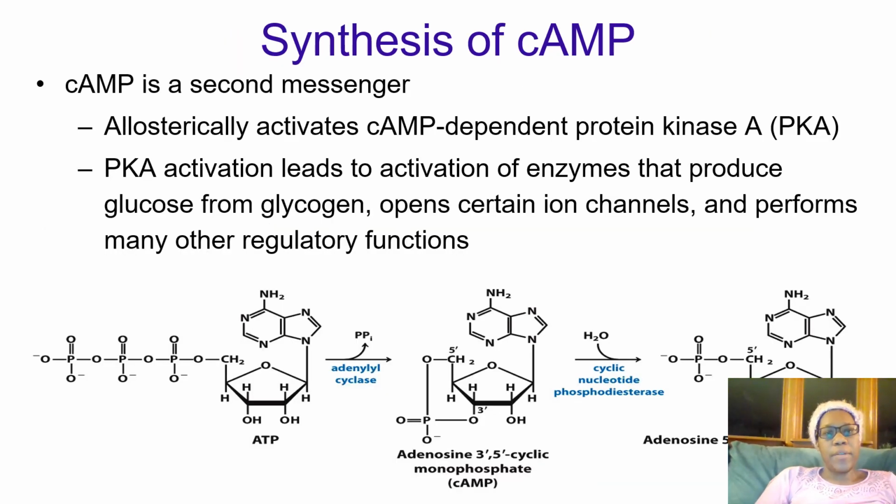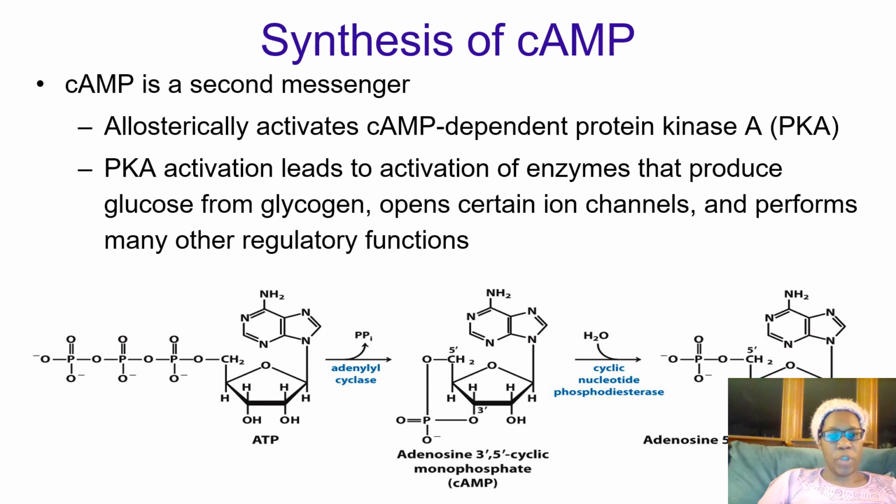The real player in the G protein mechanism is the cAMP molecule. cAMP is a second messenger. It activates the cAMP-dependent protein kinase A, or PKA, protein kinase A. The PKA activation leads to activation of enzymes that produce glucose from glycogen. It also opens certain ion channels, and it performs many other regulatory functions. Let's just look at the structures of the molecules that are involved in this mechanism.